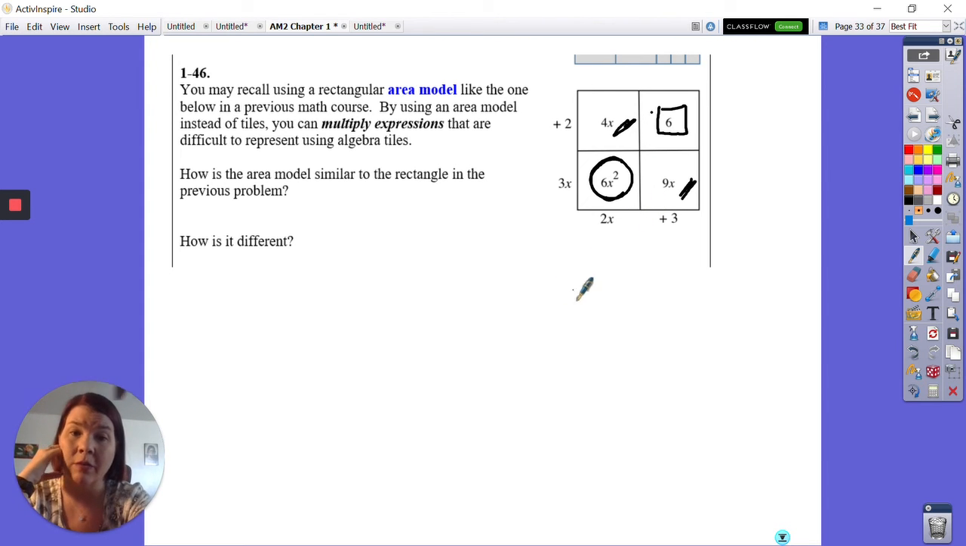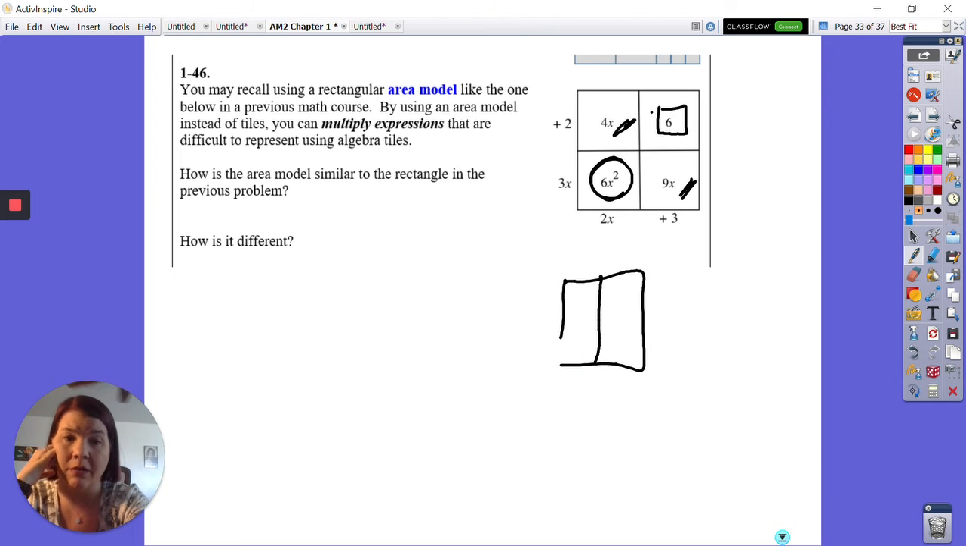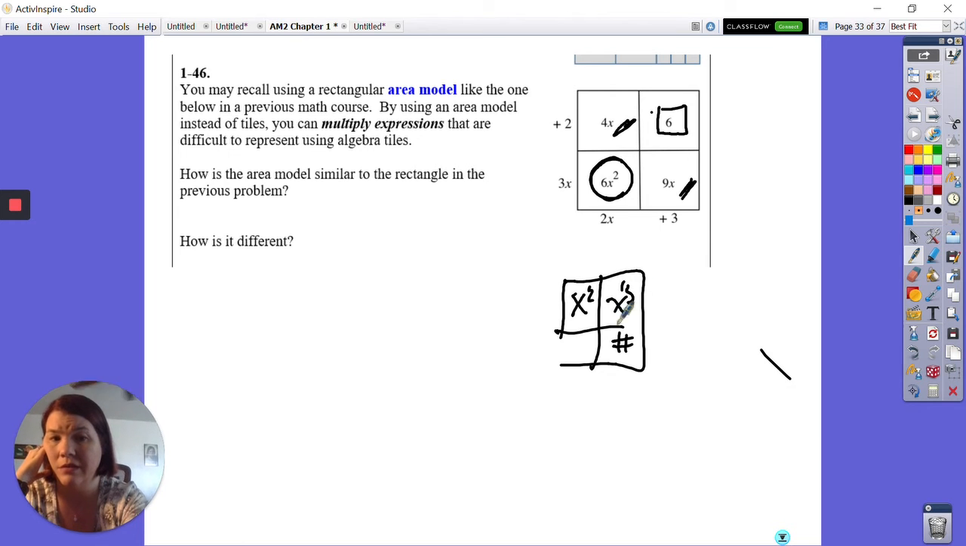Now you'll notice they did this backwards of me. I like to put my x squareds up here, my numbers. So like this is my number, and this is my x squareds. They did that backwards, and these are my x's. But it's the same thing, so it's all good, okay? But that's what's happening here, okay?